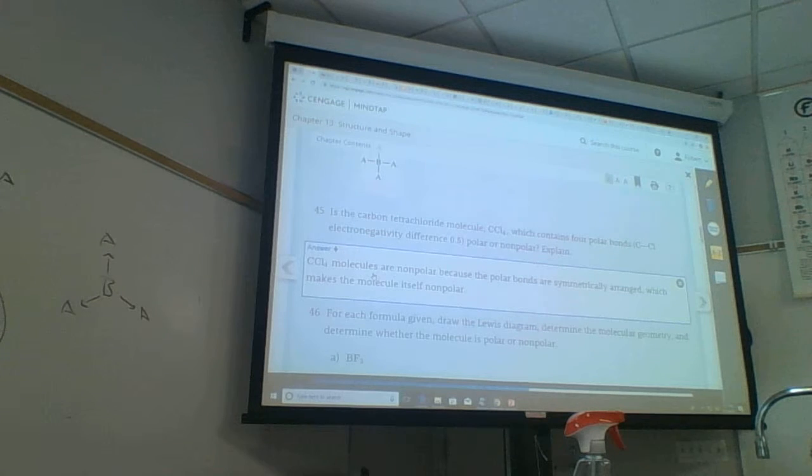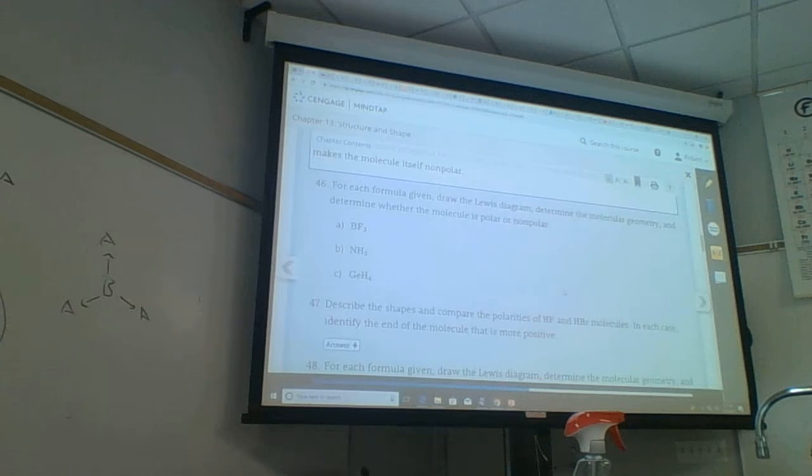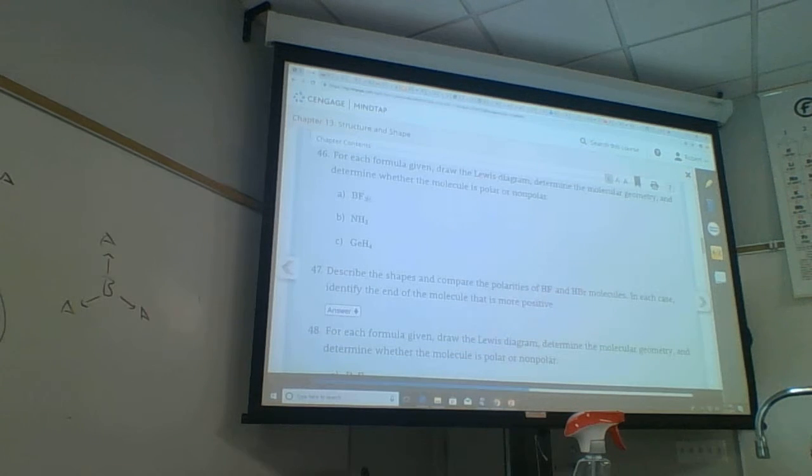It says CCl4 molecules are nonpolar because the polar bonds are symmetrically arranged, which makes the molecule itself nonpolar because when they're symmetrically arranged like that, they cancel each other out. BF3 is trigonal planar, that's going to cancel each other out. NH3 is trigonal pyramidal, that doesn't cancel each other out. CH4 is tetrahedral, that will cancel it. And so BF3 is nonpolar, NH3 is polar, being trigonal pyramidal, and CH4 being tetrahedral is nonpolar.